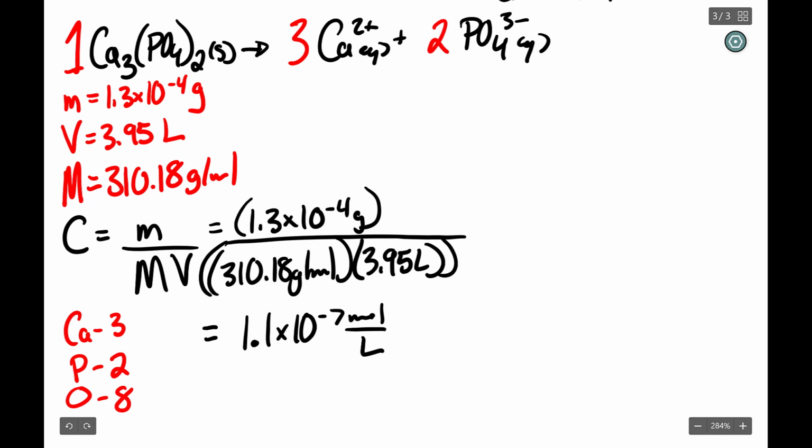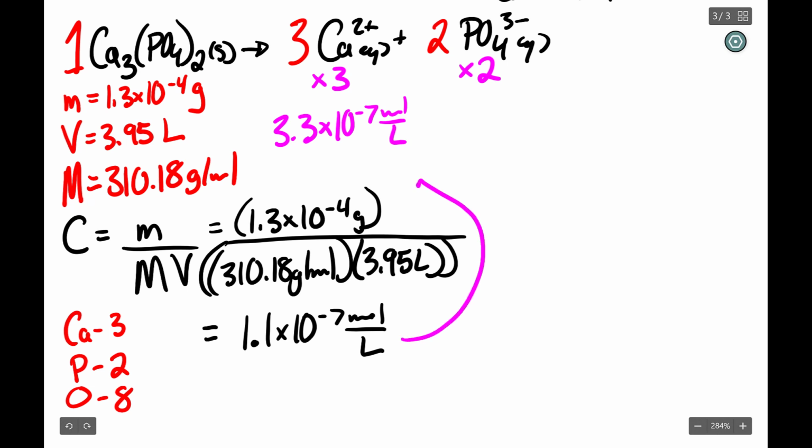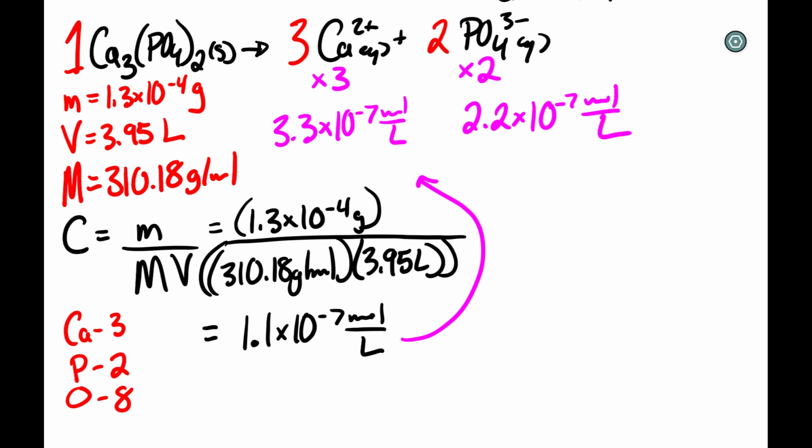Then, of course, we would have to multiply that number by 3 for calcium, and we'd have to multiply that number by 2 for phosphate if we want to figure out their concentrations. So this would just work out to 3.3 times 10 to the negative 7 moles per liter if I'm basing it off of this value. And this would be 2.2 times 10 to the negative 7 moles per liter if I'm using this value as well.